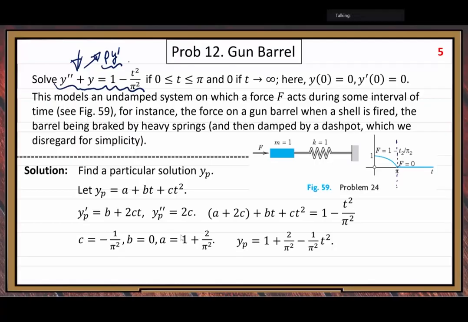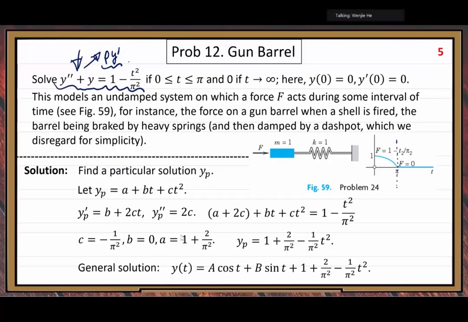So that is the y p for the first piece. First, we have two pieces. The first piece, the general solution, capital A, capital B, we need to determine by the initial conditions.